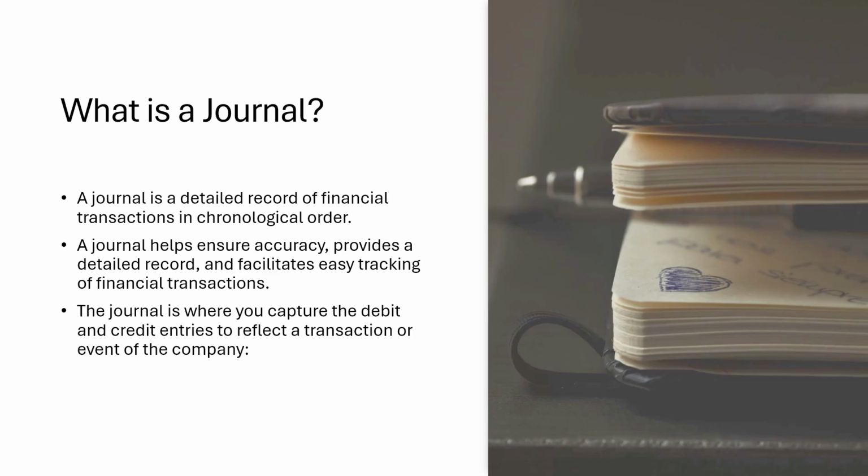So what is a journal? A journal is a detailed record of all business transactions in chronological order. It ensures accuracy, provides a historical financial record, and facilitates tracking of all business activities. Every financial event is first recorded in the journal before being transferred to the ledger. The journal is where you capture the debit and credit entries to reflect a transaction or event of the business.